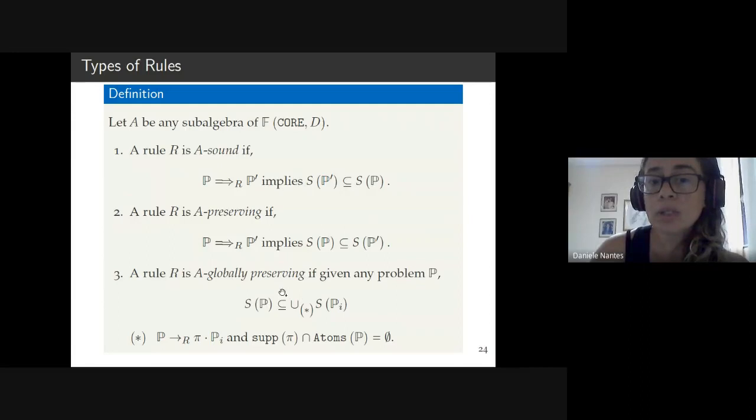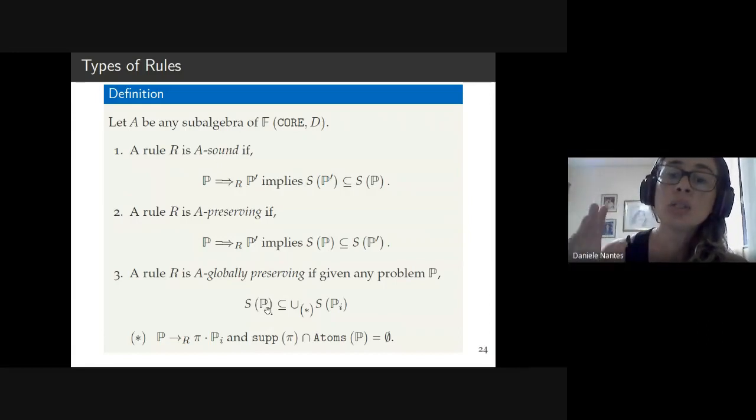And it's globally preserving, usually because there are branching rules, and it's called globally preserving when the solutions of P are included in the union of the solutions of all the branches.